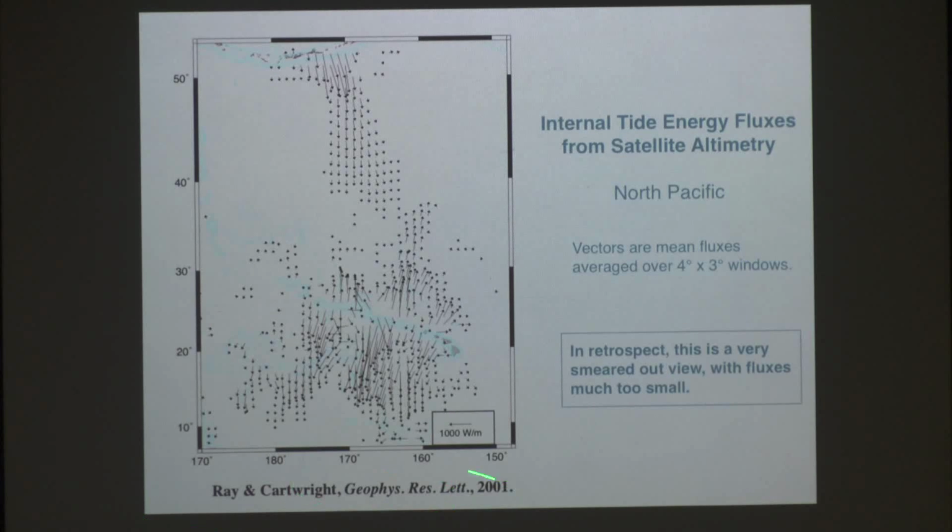This is work that David Cartwright and I did 15 years ago now, which showed energy fluxes along the Hawaiian Ridge. That's the Hawaiian Ridge right there. So you have fluxes to the north, fluxes to the south, and also a lot of fluxes being generated up here at the Aleutians and going south. It turns out, in retrospect, this is a lousy map because it's just too overly smooth. And the reason is because it's based upon TOPEX alone.